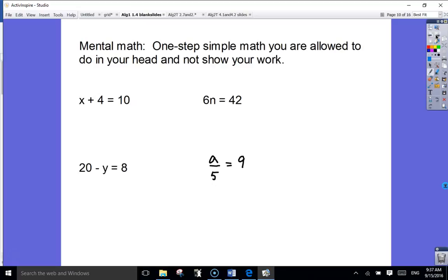What's that? Just try to imagine what number you would put in the position of x so that that number plus 4 equals 10. Right? Just because we haven't gotten to solving equations yet, so this is mental math only. So that was a 6, that was a 7, that was a 12, and that was a, did we say that one? 45. Good.